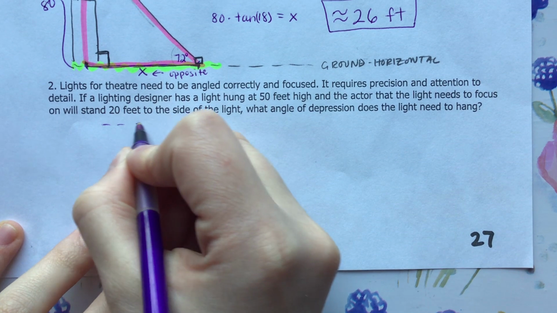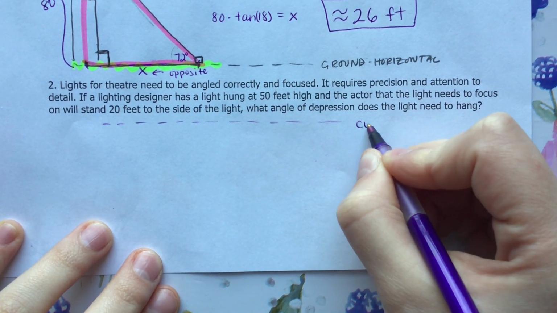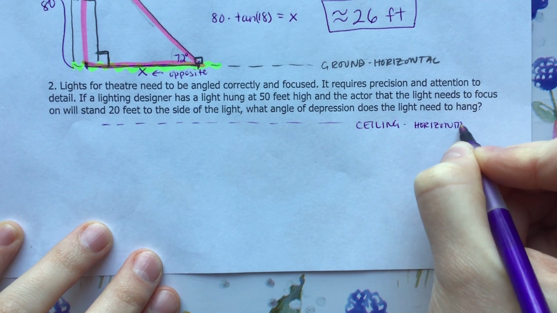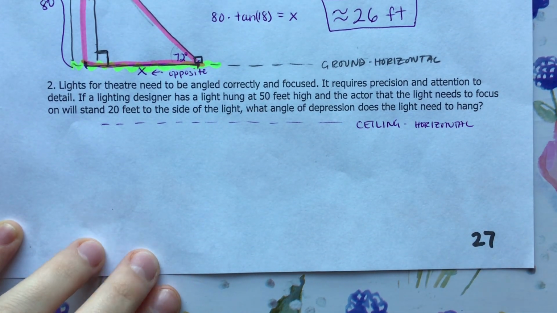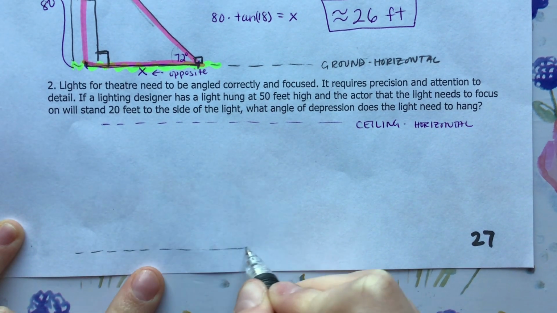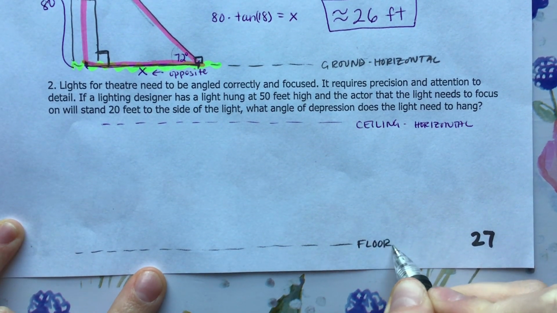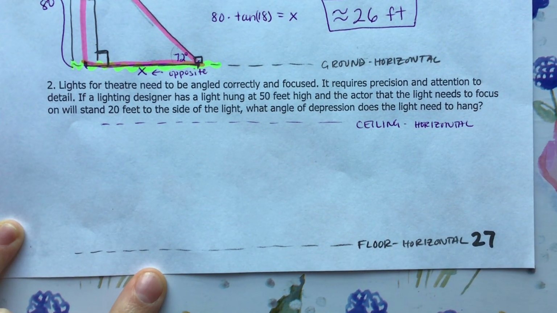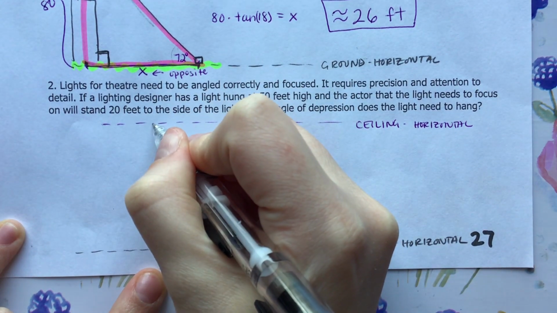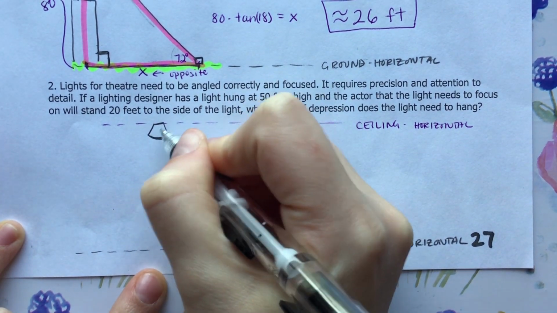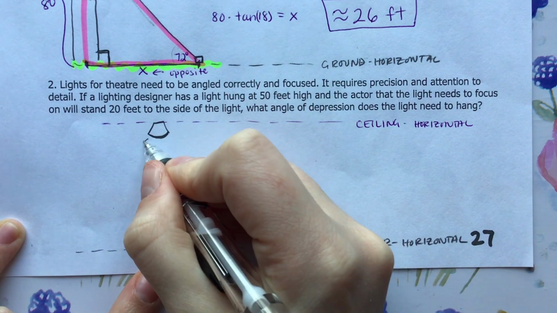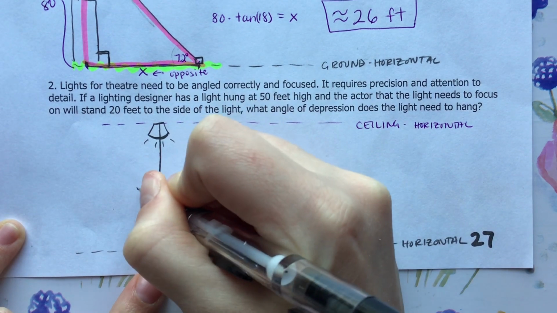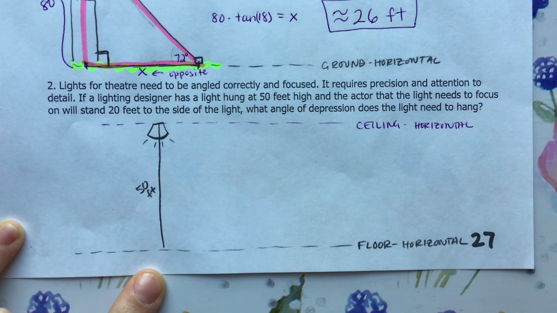So we have the ceiling, and that's going to be our horizontal again. And then we also have the floor, and we know that's horizontal as well. Now, hanging from the ceiling is a light, so I'm just going to draw kind of an image there. Here's our light, and we know that it is 50 feet up.